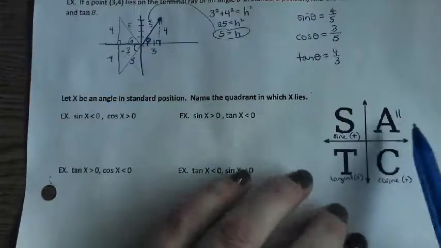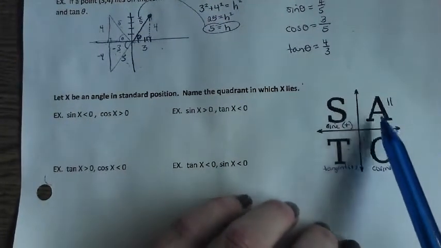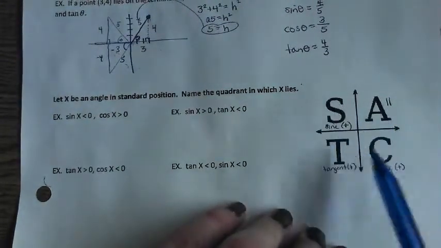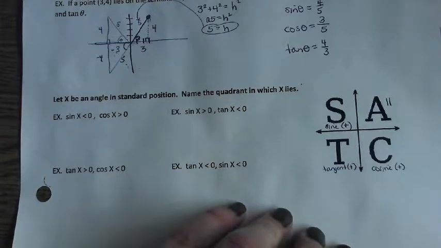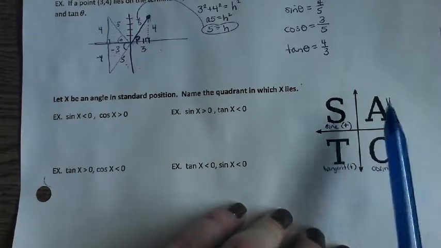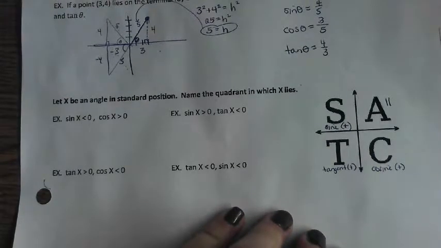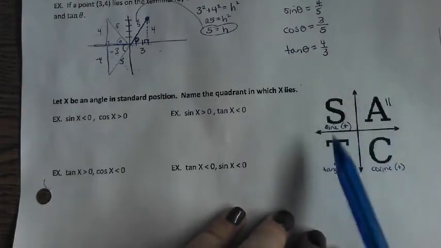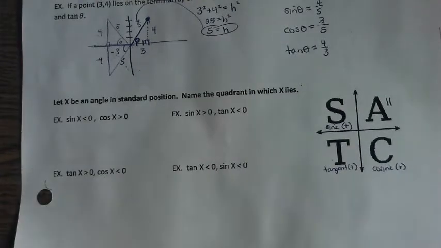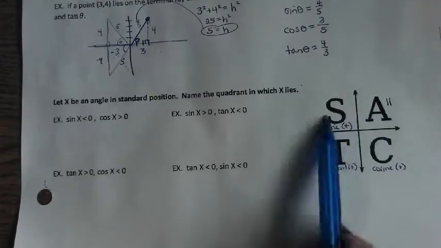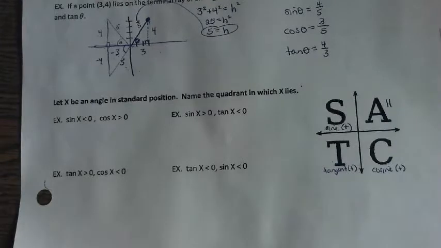So to remember this, some people say all students take calculus. Mr. Hill says all students tip cows, because he grew up on a farm. I've heard other inappropriate ones as well. But all students take calculus is what I learned. So that little acronym there will tell you what is positive in each quadrant.